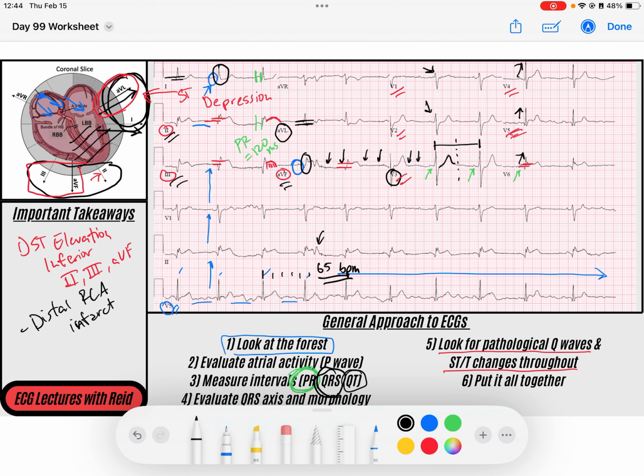The right coronary artery supplies some of the right ventricle. It supplies the SA and AV nodes, and oftentimes will extend and give off the posterior descending artery as well.